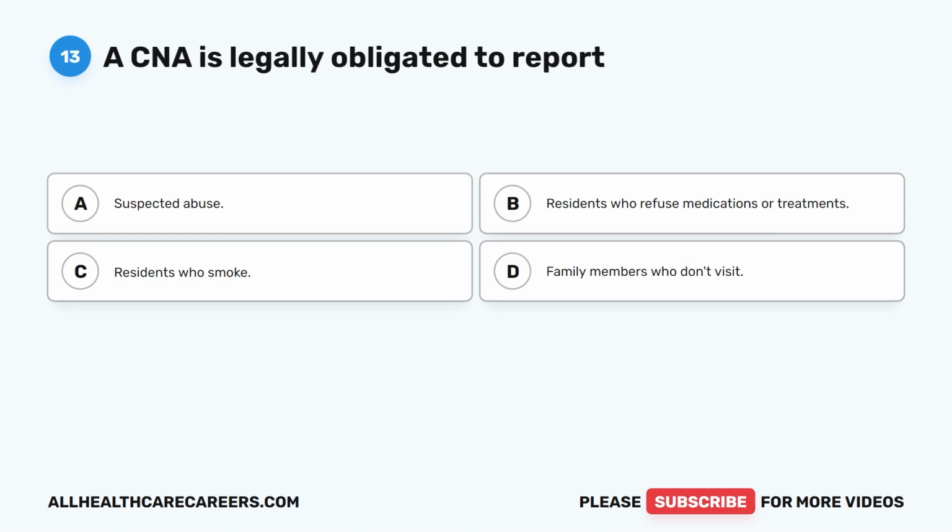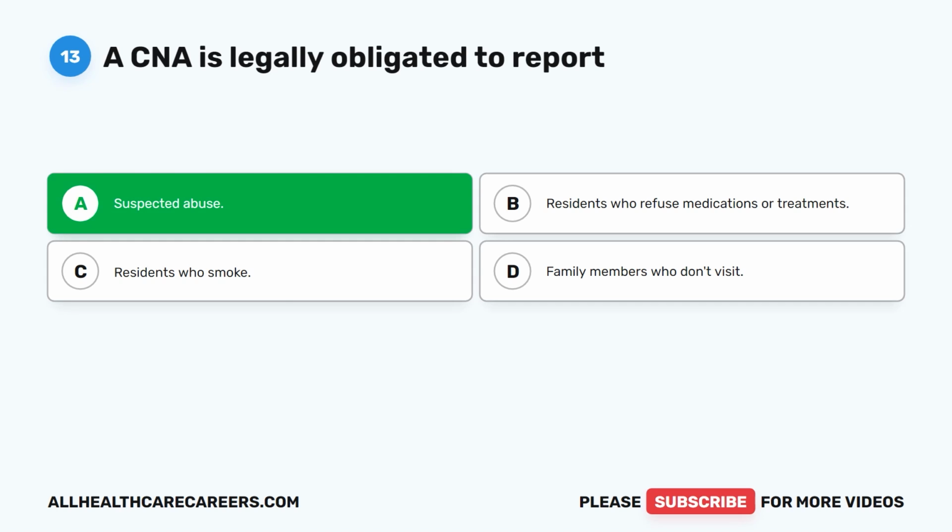Question 13. A CNA is legally obligated to report A. Suspected abuse. B. Residents who refuse medications or treatments. C. Residents who smoke. D. Family members who don't visit.